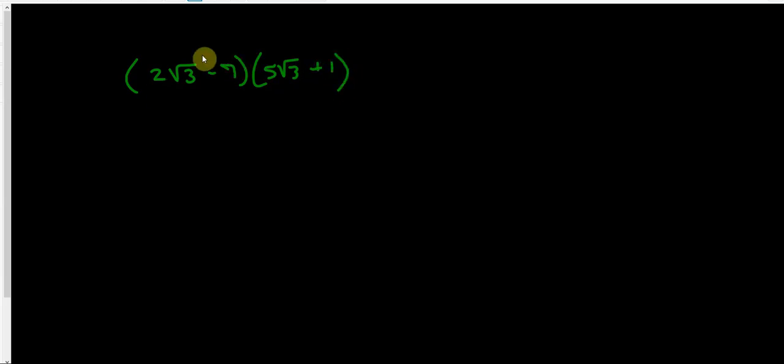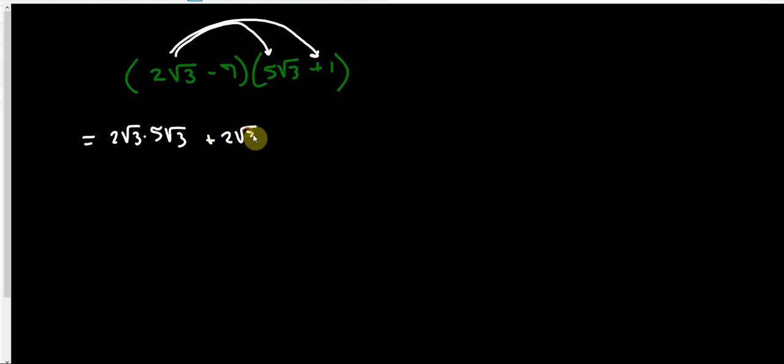Like when you FOILed polynomials, I can FOIL these out as well, just in the same way. So 2 square root of 3 times 5 square root of 3. For this being our first time, I'm just going to write them beside each other. Then we can handle the multiplication. Okay. 2 square root of 3 times 1. All right, negative 7 distributed to both, so negative 7 times 5 square root of 3, and negative 7 times 1.